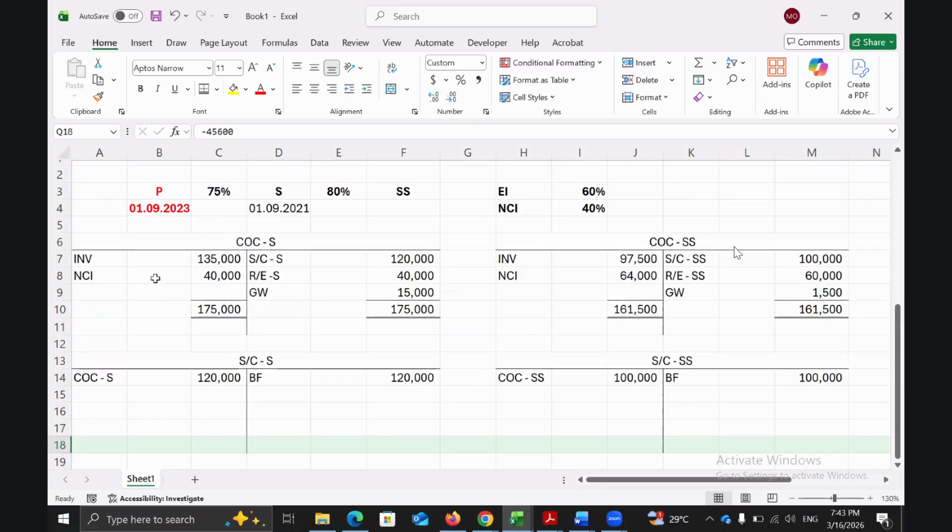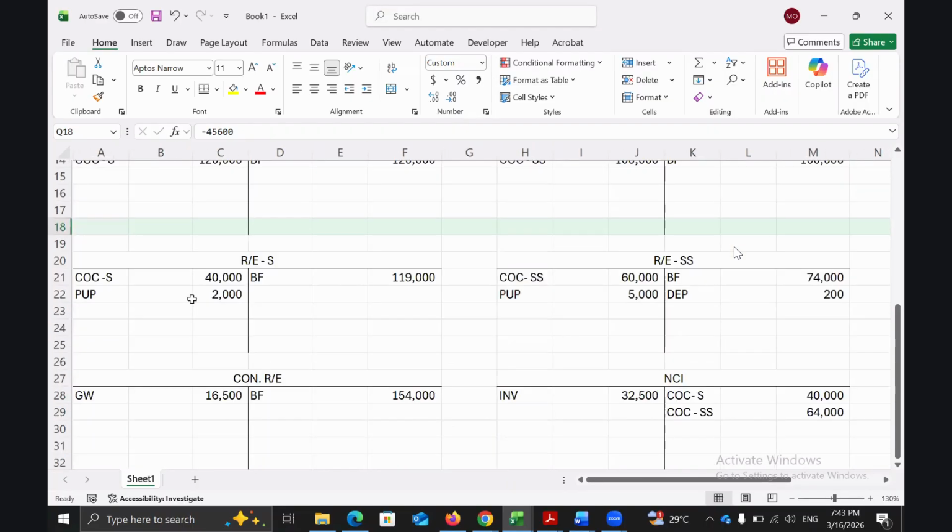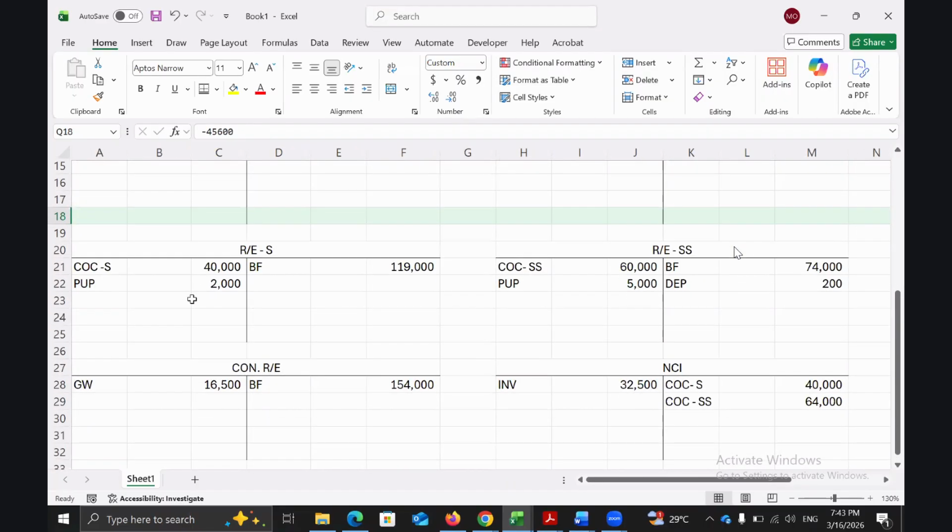We'll quickly transfer the post-acquisition retained earnings to the consolidated retained earnings and the NCI. Let's transfer this and see.